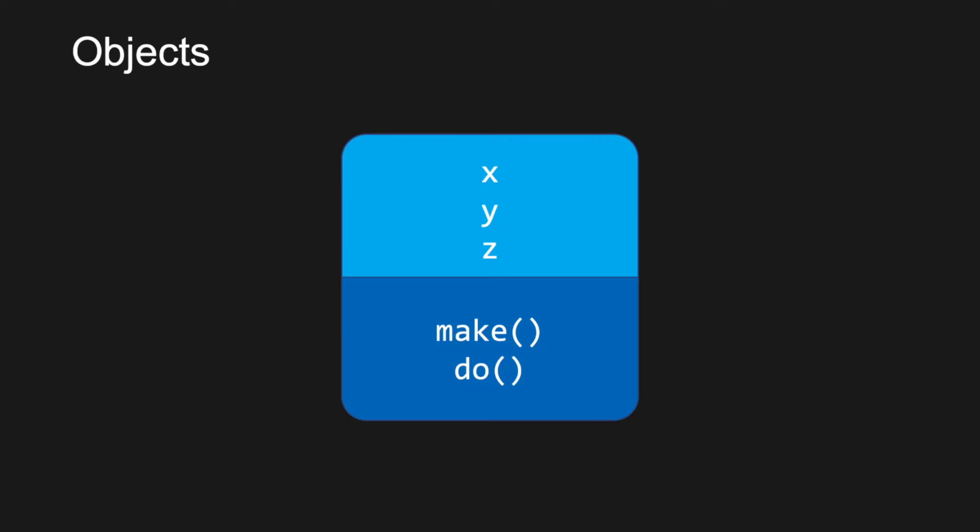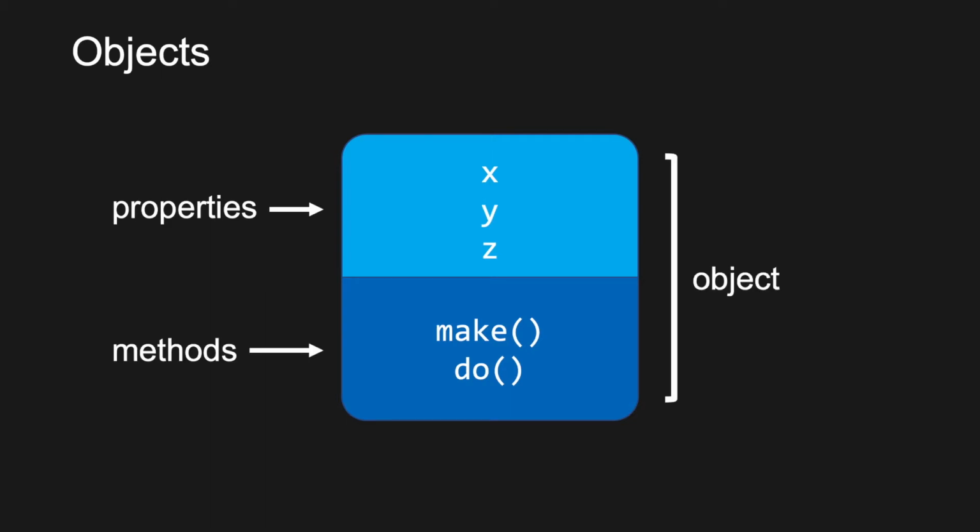Simplifying things down, an object is just a unit of values and related functions. X, Y, and Z could be strings, numbers, booleans, lists, or any other values. The functions make and do might print out these values or do some calculations with them. We call the values properties and the functions methods. Let's look at an example.